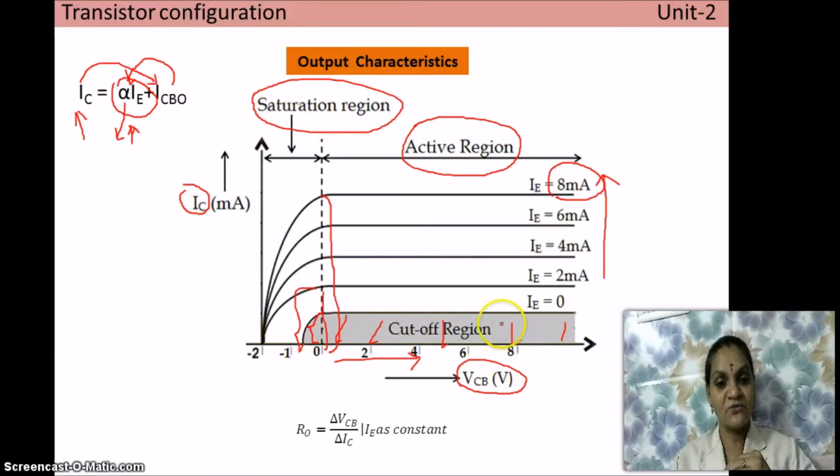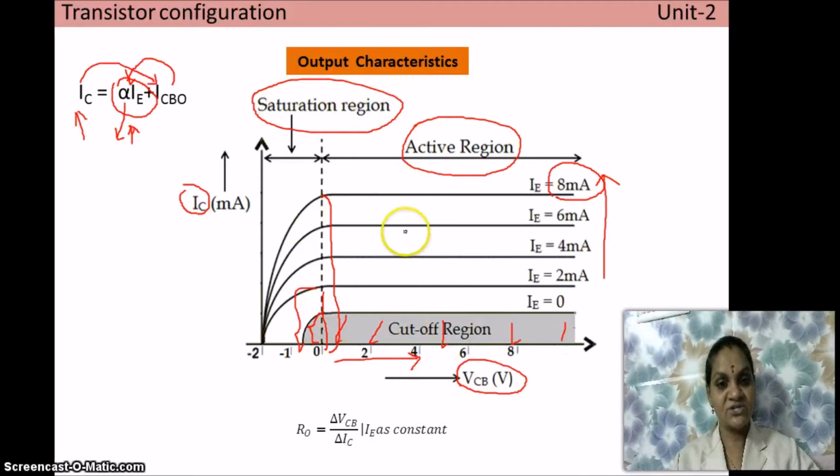So a cutoff region, saturation region and active region. These are all the three regions of operation in the output characteristics of a transistor. For an amplifier, we can use it in the active region. If you want to use the transistor as a switch, we can use it alternately in the cutoff region and saturation region. So this is the output characteristics of a common base transistor.